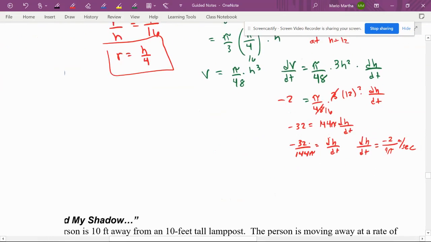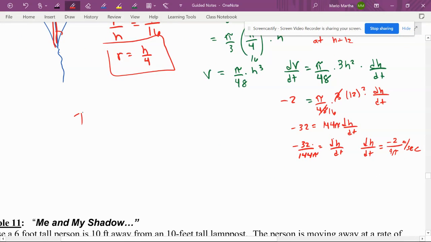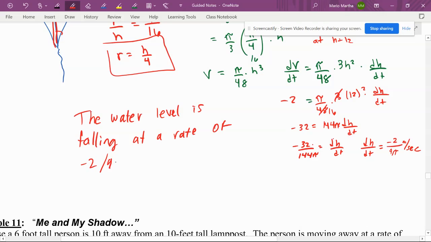So our conclusion is that the water level is falling at a rate of -2 over 9 pi meters per second.